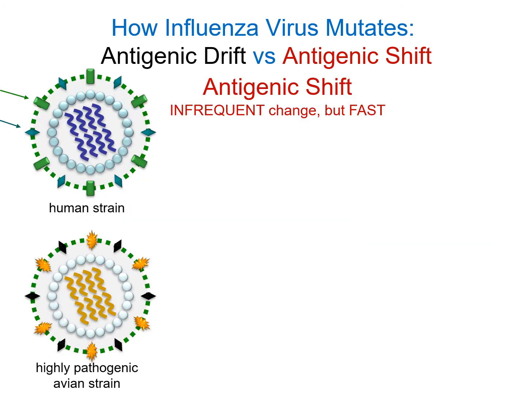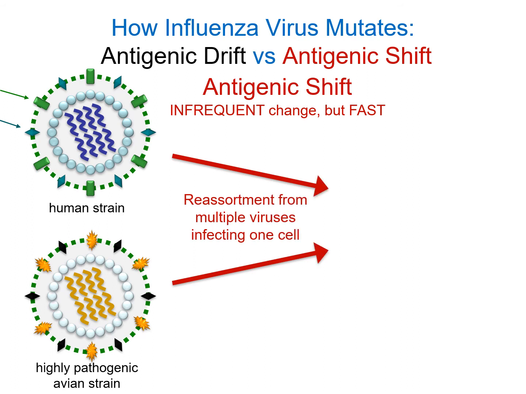Antigenic shift is when we have two similar influenza viruses that will come together. So here we've got an example where we've got a human strain of influenza. It's something that only infects humans. And we've got an avian strain that only infects birds. Avian means bird. The avian strain is highly pathogenic, which means it spreads quite easily.